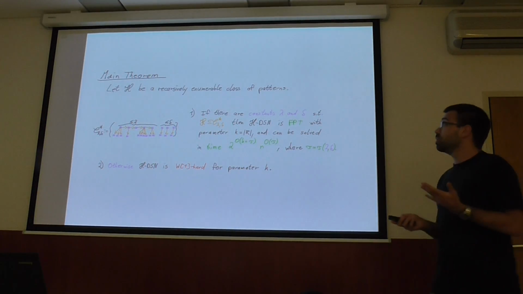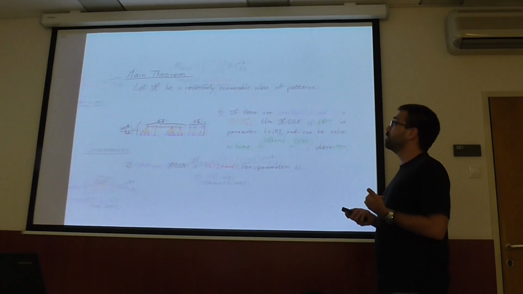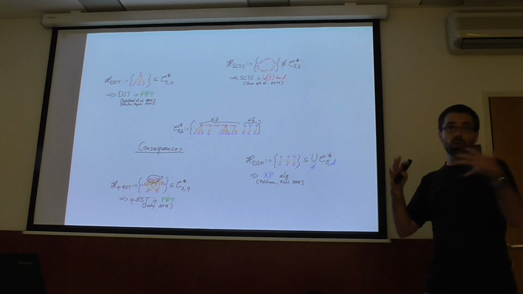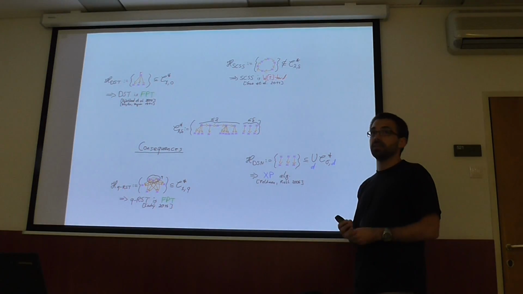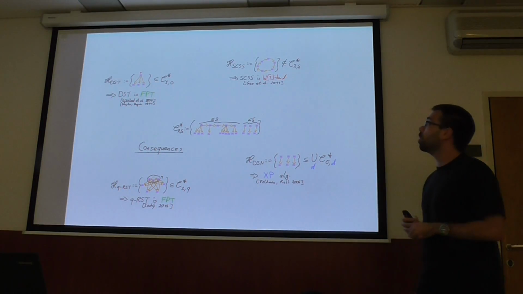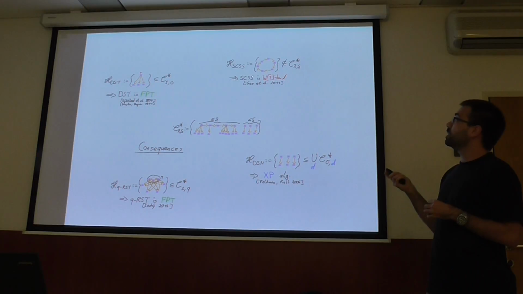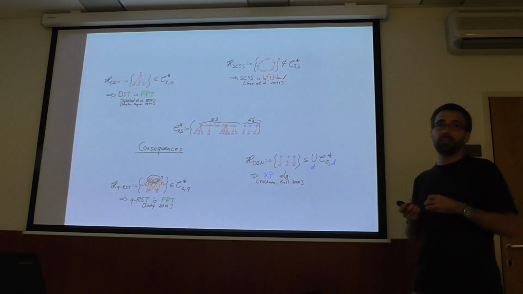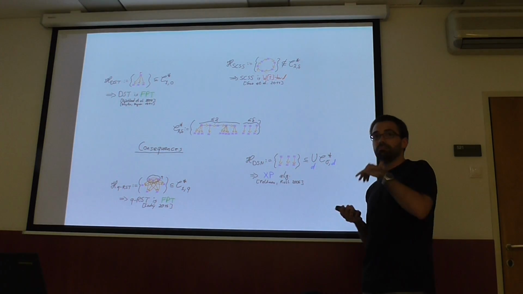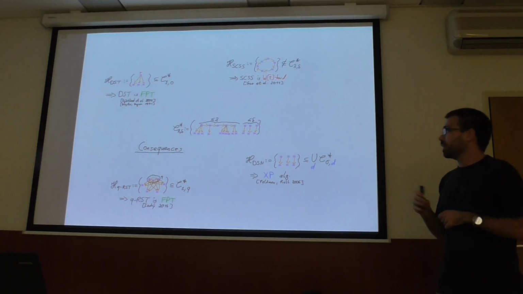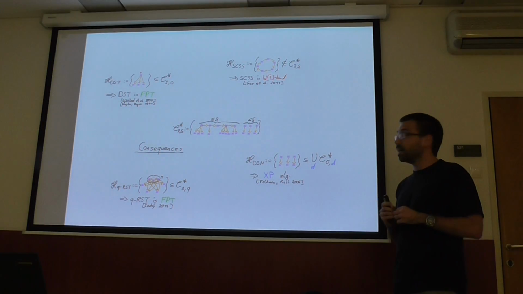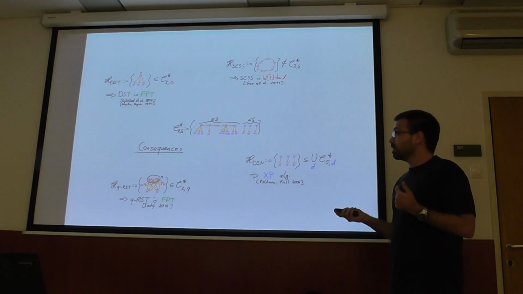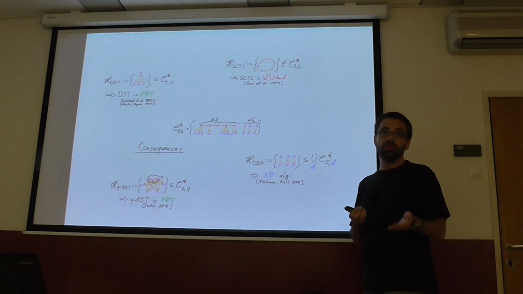And just to list a few consequences of our main theorem. Basically, it includes all the known results that we had before. So DST is FPT, SCSS is W1 hard. We even get the XP algorithm. So for any arbitrary pattern, we can also see from the formulation of the main theorem that we get an XP algorithm.